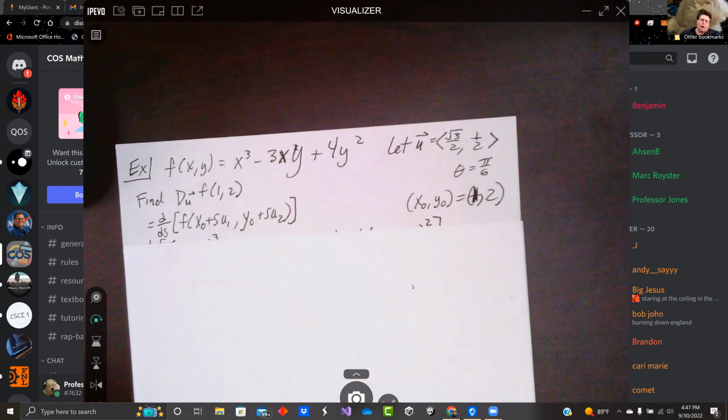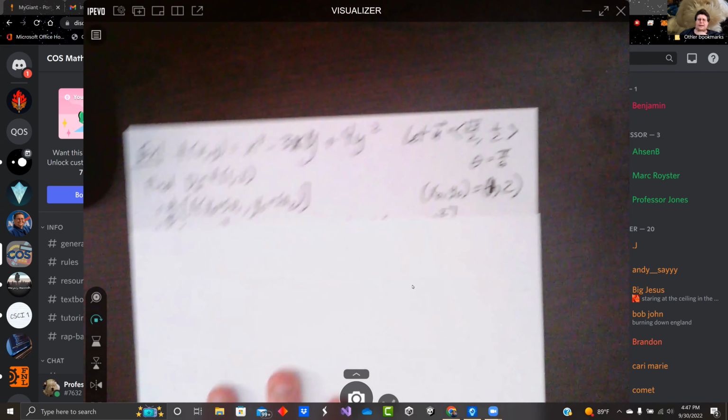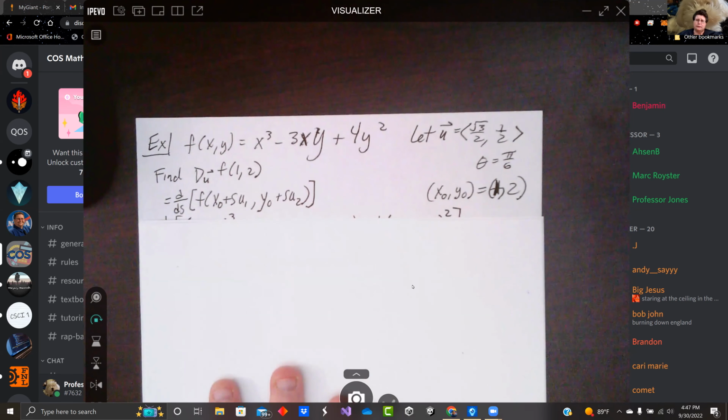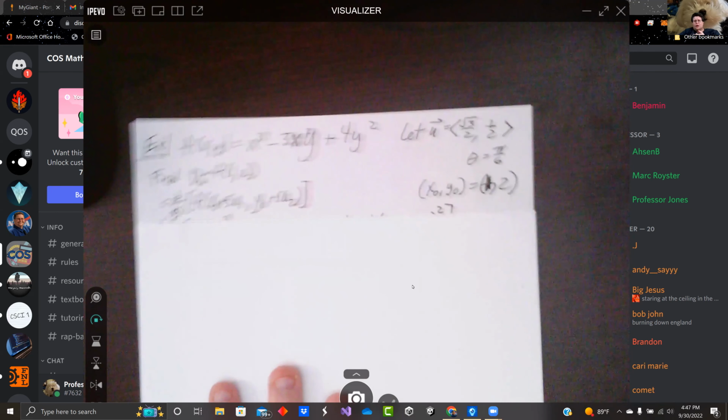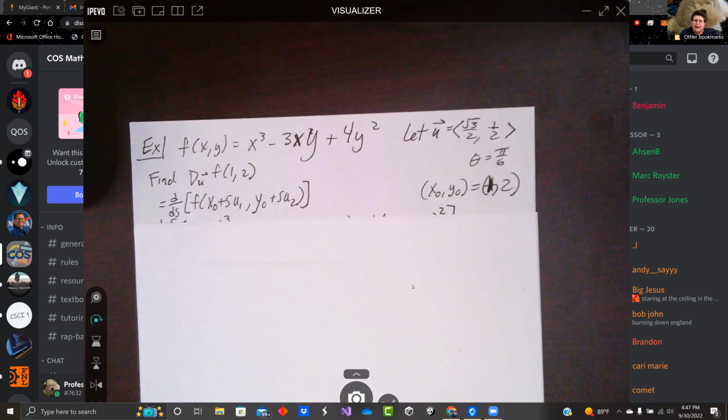So we've got f of x, y equals x cubed minus 3xy plus 4y squared. We'll go in the direction where theta is pi over 6. So u is root 3 over 2 and 1/2 for x and y. And we'll start at the point x naught, y naught being 1, 2. Then we'll find the directional derivative in the direction of root 3 over 2 and 1/2 at the point 1, 2.